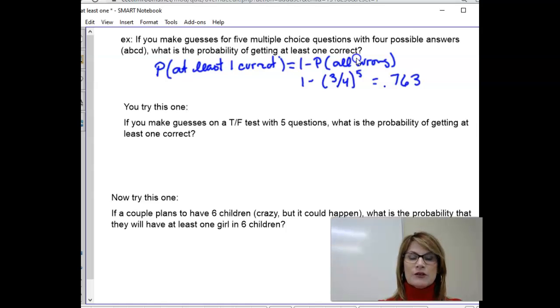All right, so I want y'all to try this question. If you make guesses on a true-false test with 5 questions, what's the probability of getting at least one correct? So, I think the video is going to stop at this point and give you a chance to work this question and see how that goes. So, give it a go.